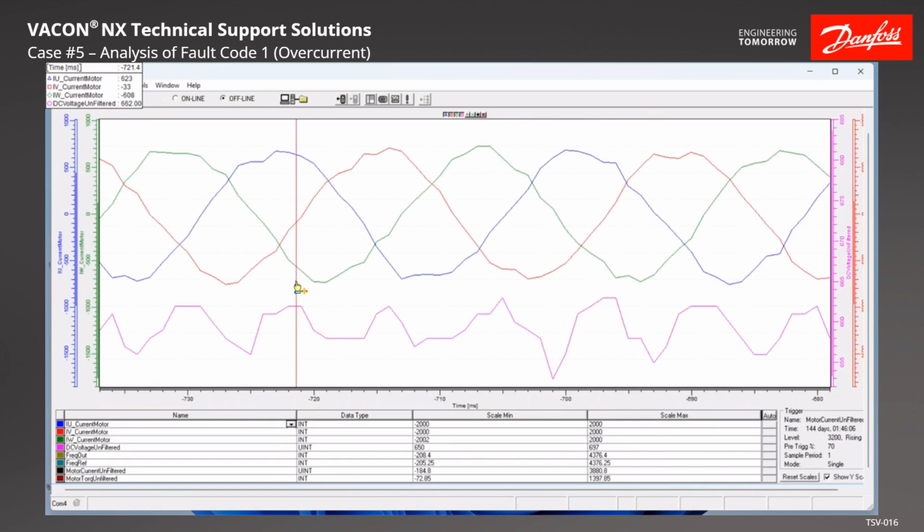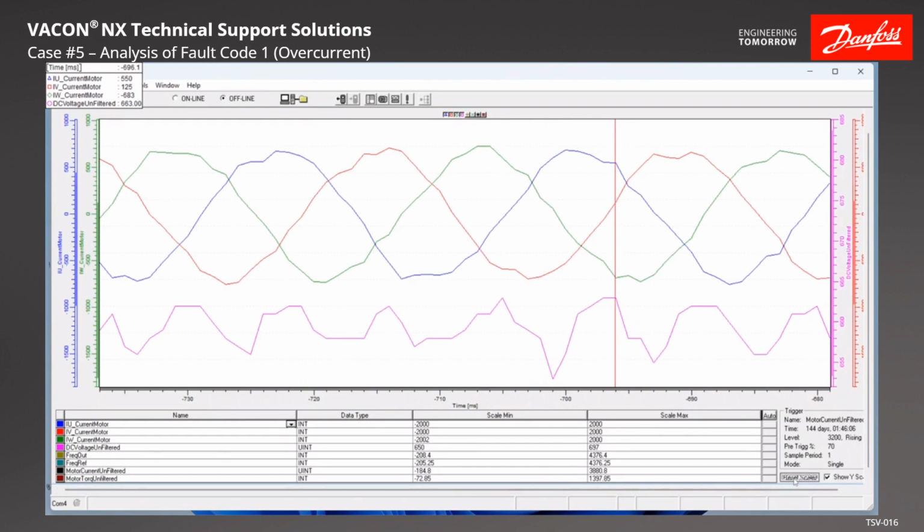DC bus looks about normal, not a huge ripple. Our normal ripple goes from about 662, and even the lowest point is 653. So there's very little ripple there, about 10 volts. So that all looks okay. Everything looks okay in that area.